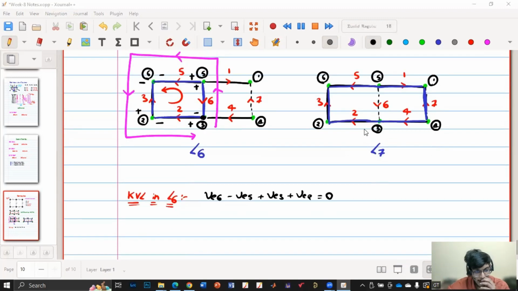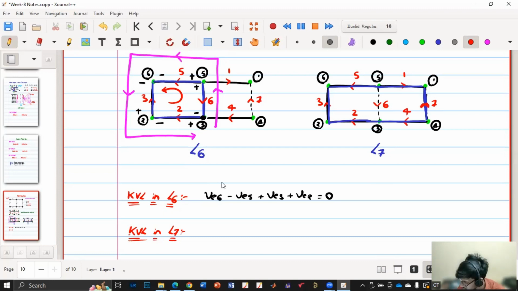Now we'll write KVL in L7, similar way. I hope others are also understanding. If you have any issue, you just tell me, I'll explain again. So in L7 also, we'll go in that direction so that this will be positive. So first let me draw the polarity. This is plus, this is minus, and so on for each element. So we are going always from minus to positive in the link.